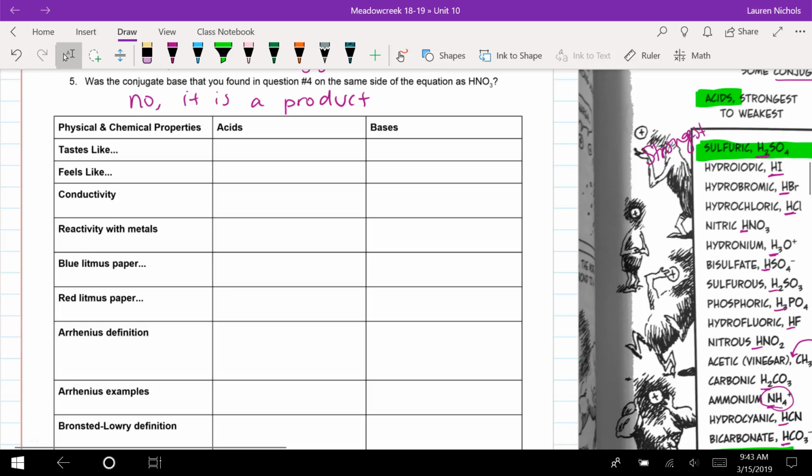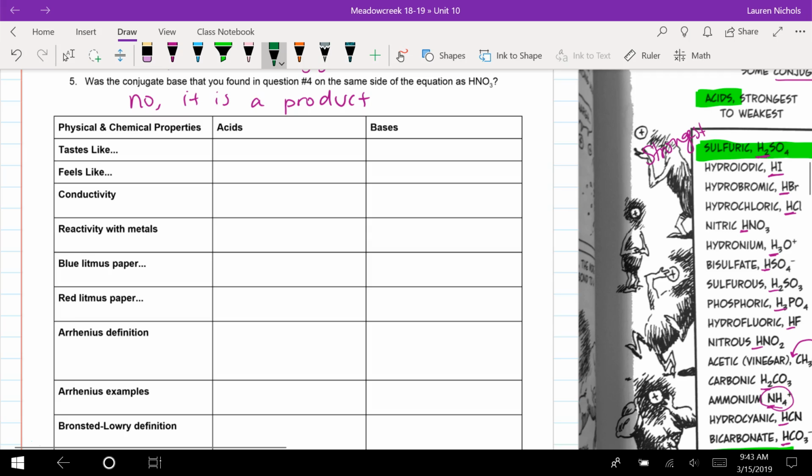The next thing we talked about in class is physical and chemical properties. Remember, physical and chemical properties is something we talked about in our second unit of first semester, so you can go back and watch some videos about that. But we're going to list some physical and chemical properties of acids and bases so that we can learn what the differences between these two things are, or how they are similar.